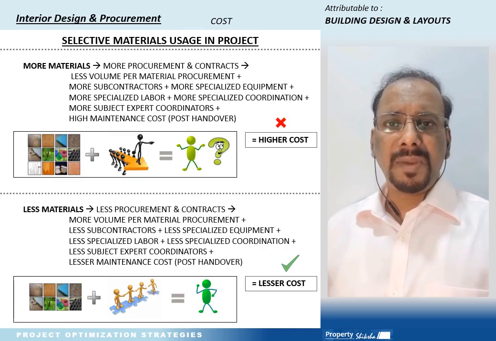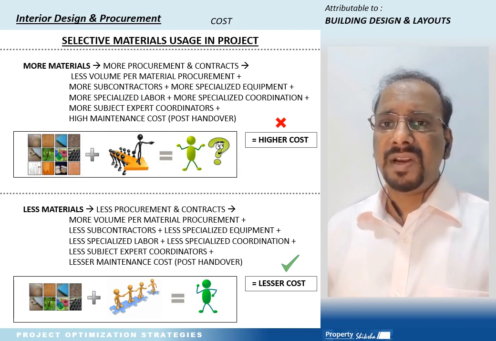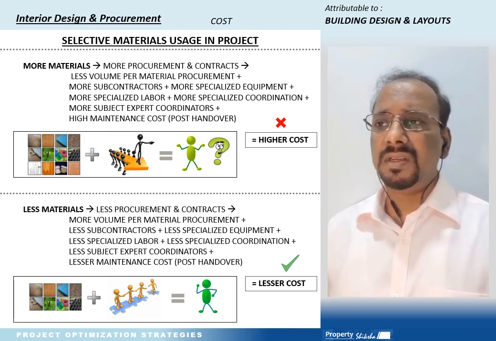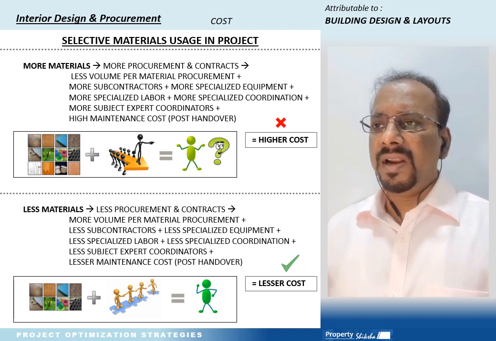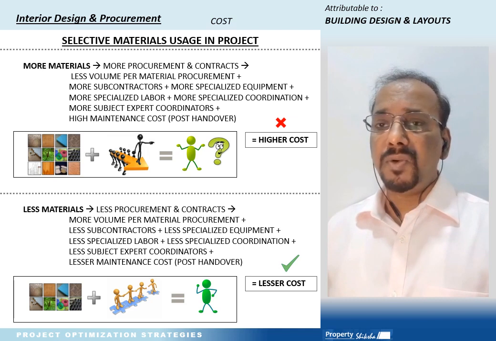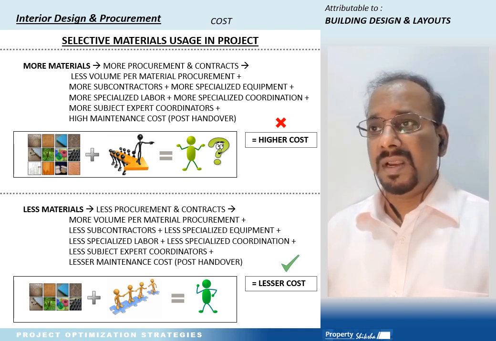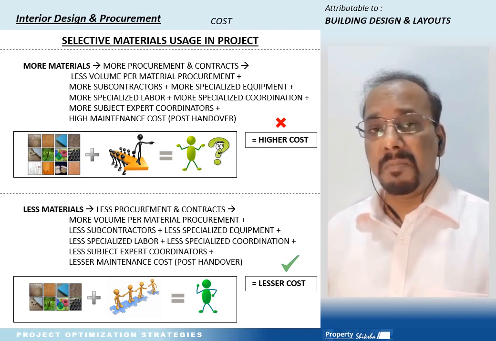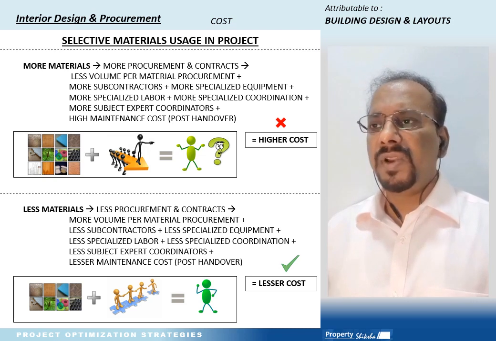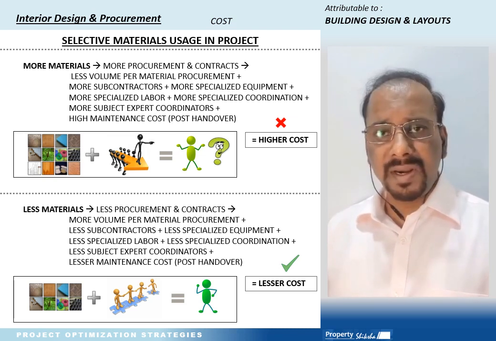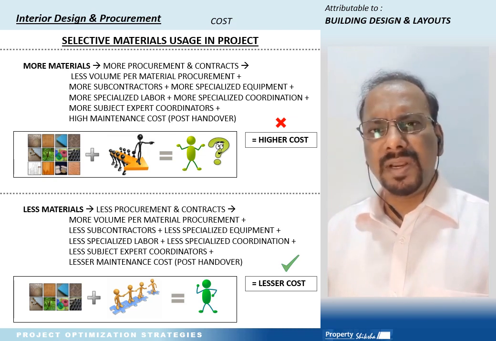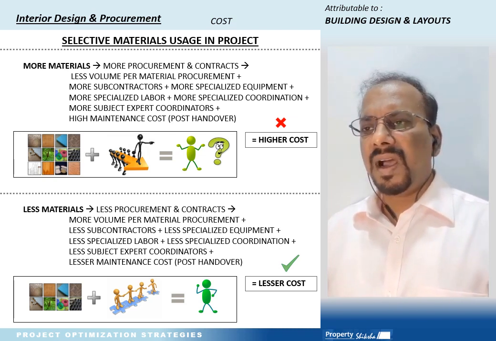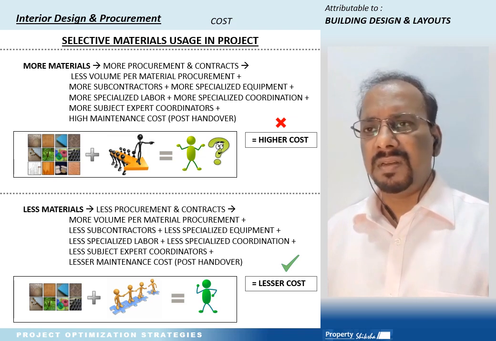Under project optimization strategies, my next point affecting the cost of the project is attributable to building design and layouts and is related to interior design. Under interior design, it is advisable to avoid proposing too many materials in a project and try to limit the number of materials, which will ultimately help increase the volume per material and their associated large volume order benefits with better discounts on deals. Here I have shown two comparatives.